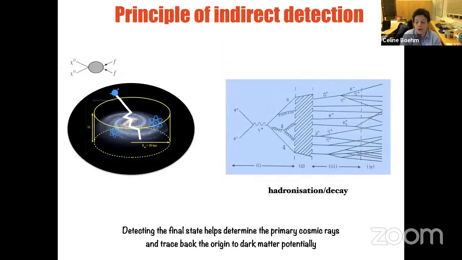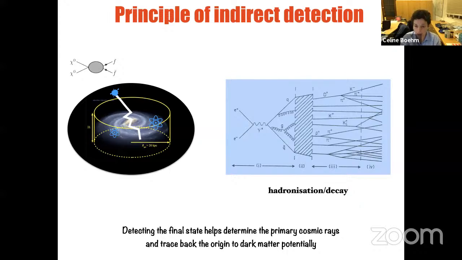All right, so I showed you that we expect annihilation or decay potentially into standard model particles, and in this case that gives us a signature. I mentioned photons, and I would like to say, what happens if we forget about the photons and just focus on the standard model fermions which have been produced? And that's essentially the cosmic ray.